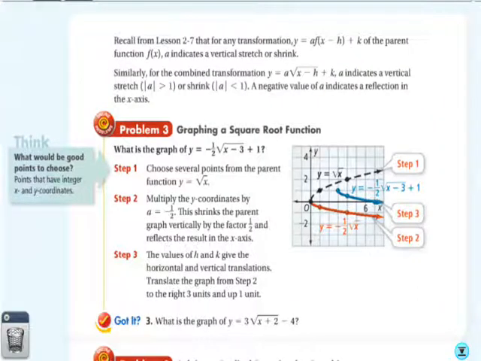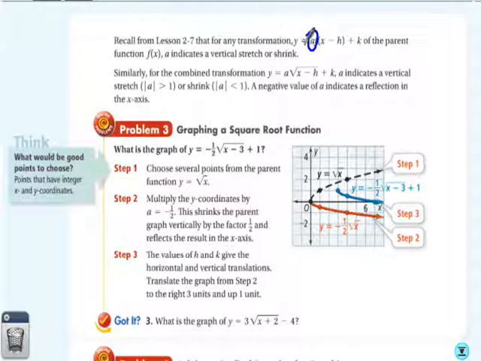Okay, so recall from 2-7. We haven't done that yet. We'll talk about how we can make a shrink. Sorry, 2-7 is a long time ago with quadratics. Okay, and how this right here out front can make something stretch or shrink.